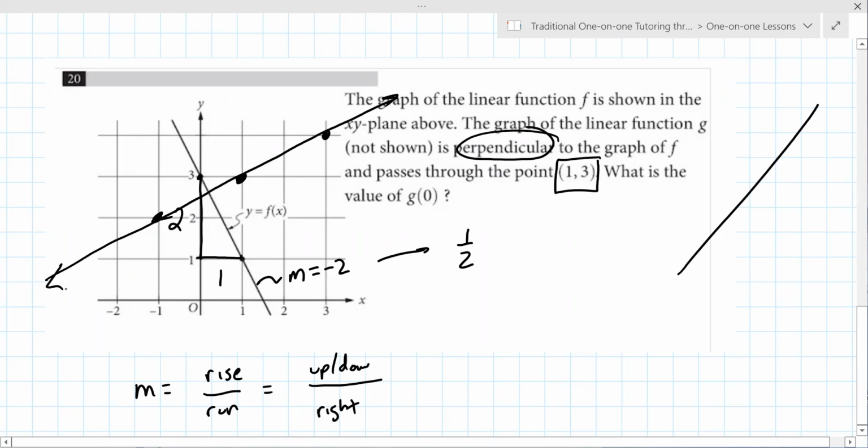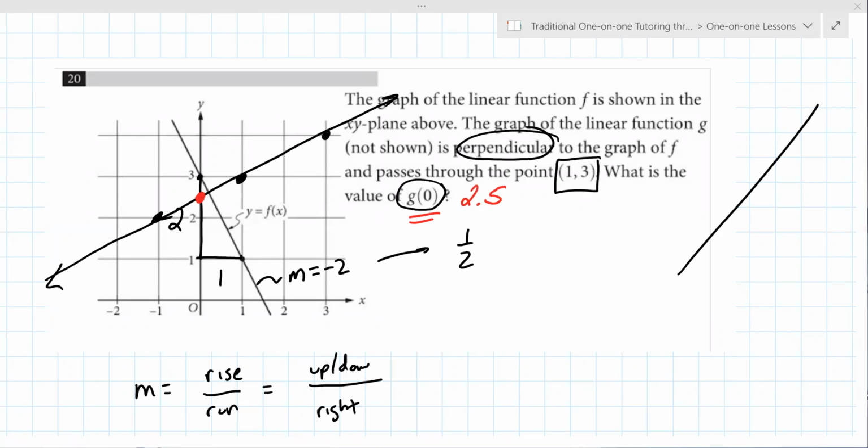Okay, yeah. And so now it wants the value of what's called g of 0 when x is 0. So they're really asking for, let me do it in a different color here, this point right here, which looks like it's about 2.5. Okay, but you definitely got that perpendicular slope stuff down. Let's do one more. Do another graph question.